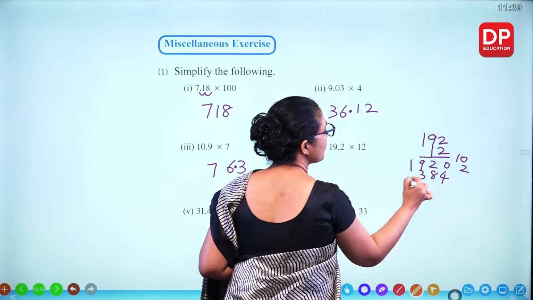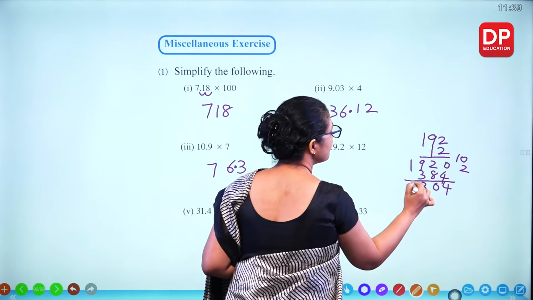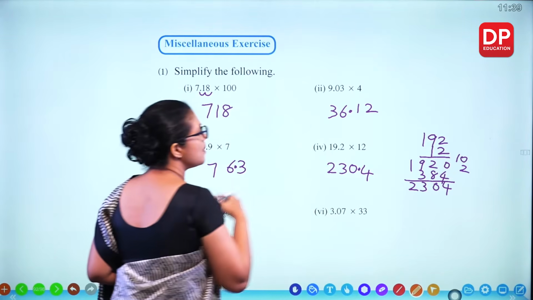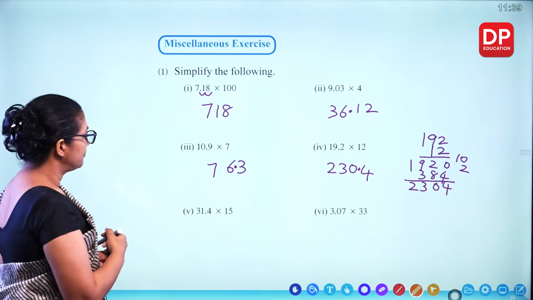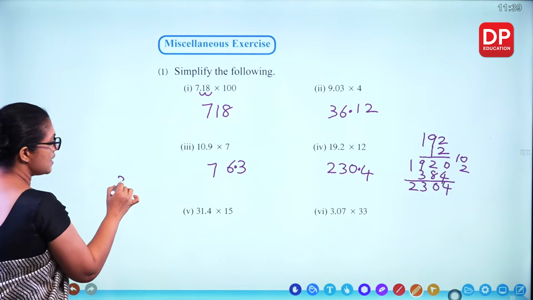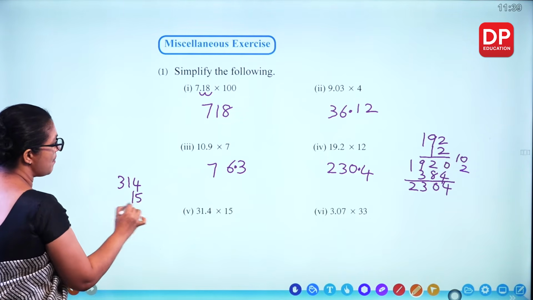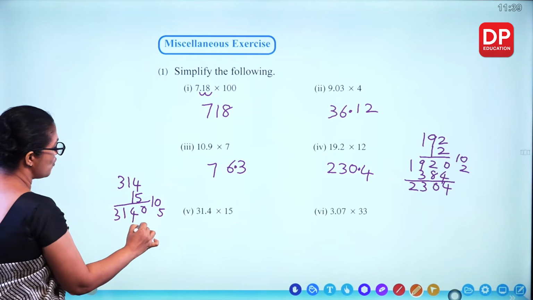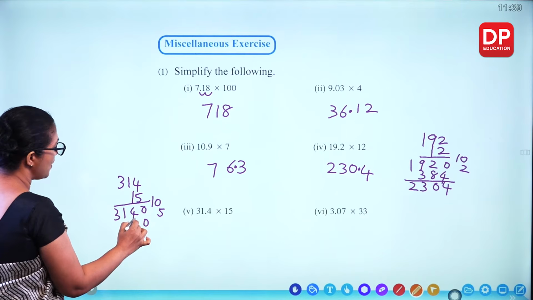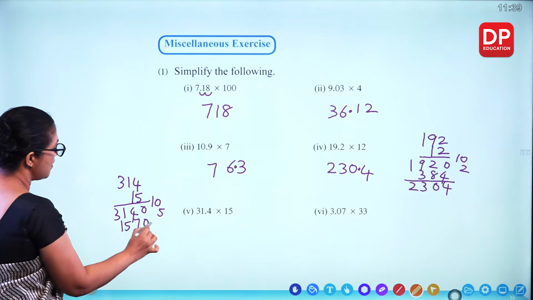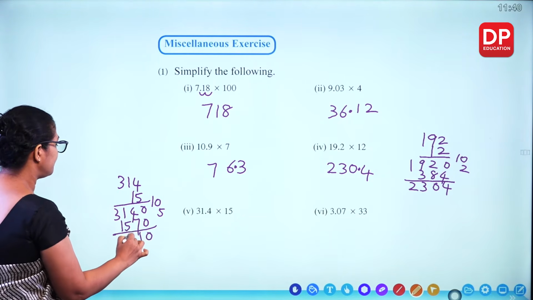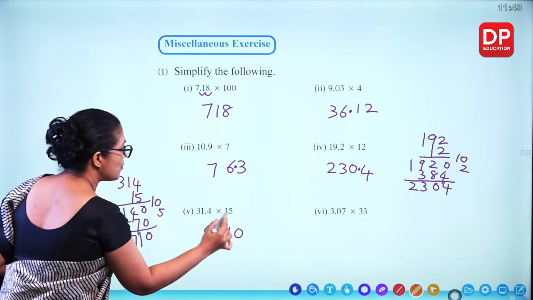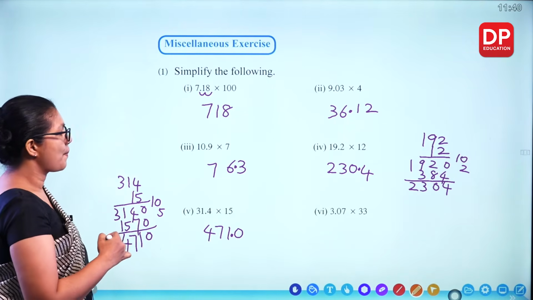So you get 2304 and put a decimal place. This one multiplied by 15, 314 multiplied by 15, 10 and 5. 5 times 4, 20, 5 times 1, 5 plus 2, 7, 5 times 3, 15. So you get 4710 and put one decimal place.